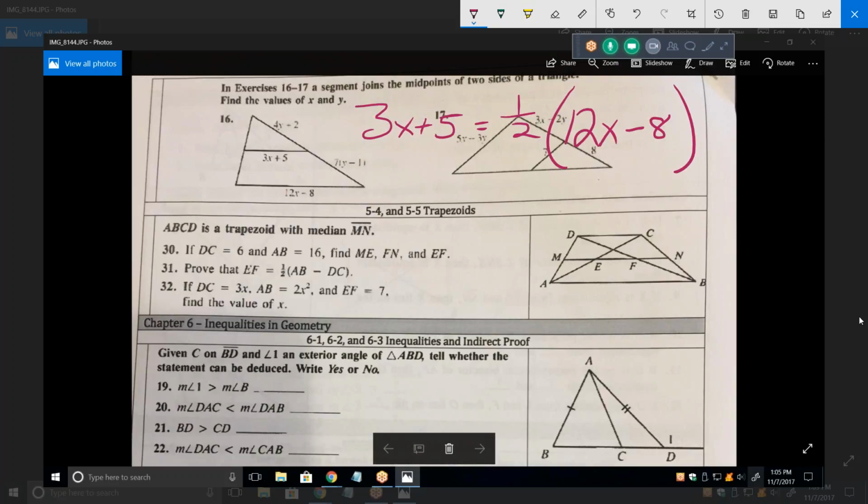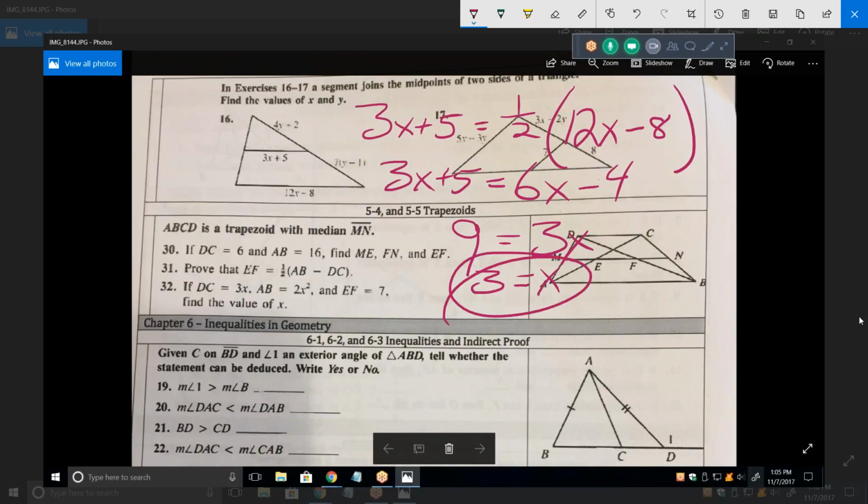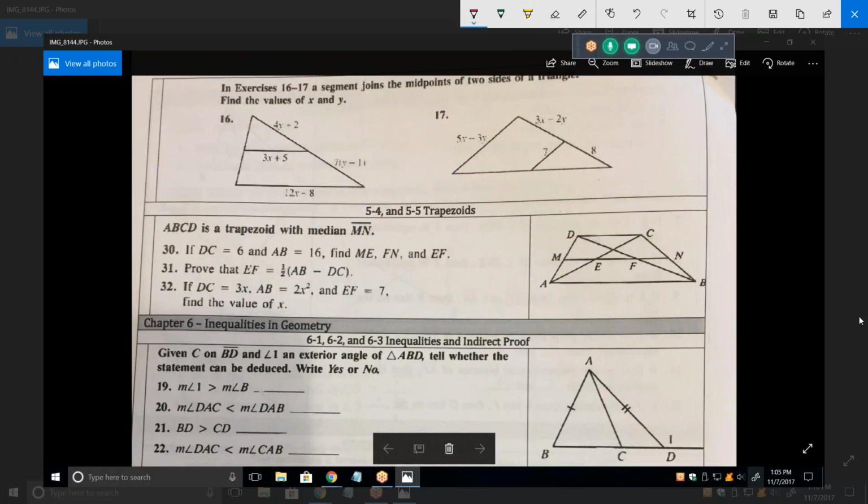The mid-segment is equal to half of the base. Or I could have written the base is equal to twice the mid-segment. Both of them are going to give us the same answer. And then I can distribute that. Since everything works out nicely, I'll distribute it. Now, which side am I going to put the variables on? The left. No, right. Which means I put the numbers on the left, everything stays positive. So x equals 3. All right, let's look at 17.